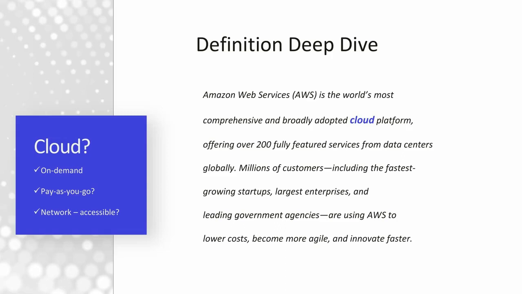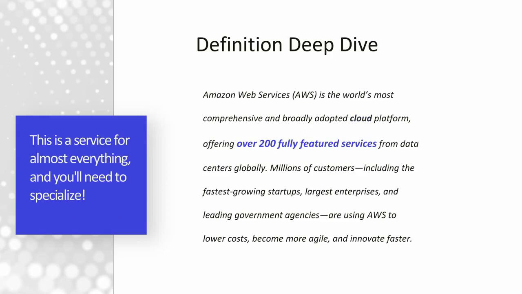Next up is over 200 fully featured services. Now, this is a huge positive. There's almost 200 plus services in AWS, which translates to, hey, there's a service for almost everything. This is a huge positive. And if we really want to do something with technology, guess what? AWS can provide us the answer instead of us resorting to a manual approach.